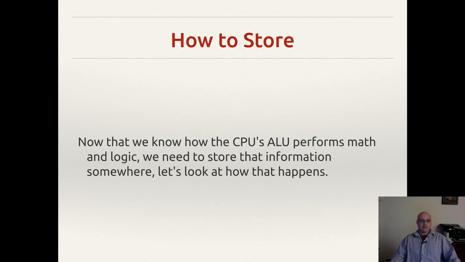All right, so in our last video, we looked at how we can build up abstractions from the most basic, which is just a transistor, a basic switch, to create logic gates and use those logic gates to create an ALU. Now we're going to look at how we can use those same transistors through different logic gates and other abstractions to store information.